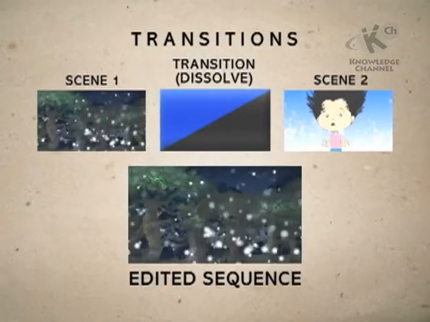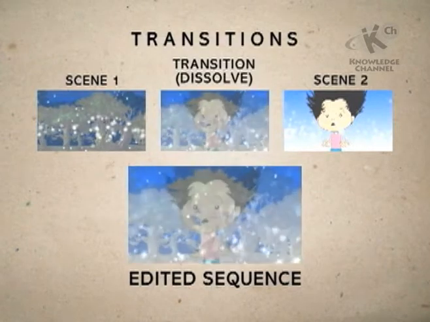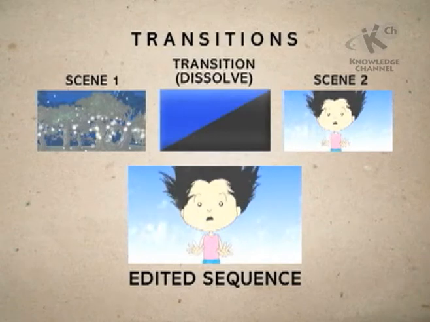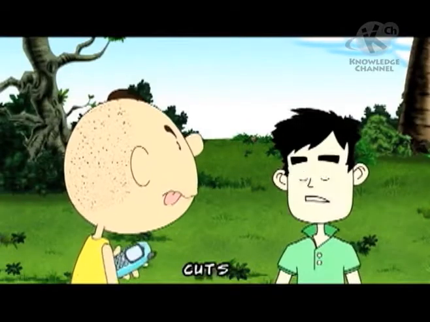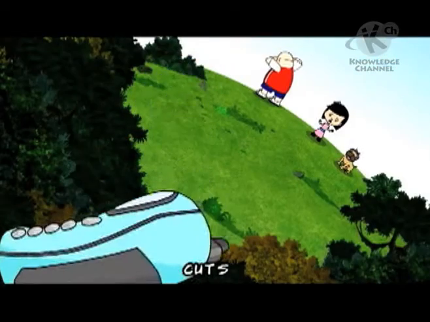Transitions are effects put in between scenes to simulate the passing of time, change of location, or the change of mood, action, or point of view. Examples of transitions are cuts, fade in, cross dissolves, wipes, and fade out.